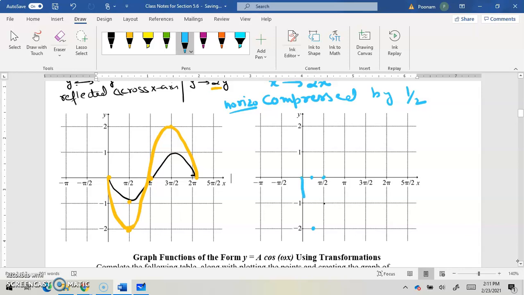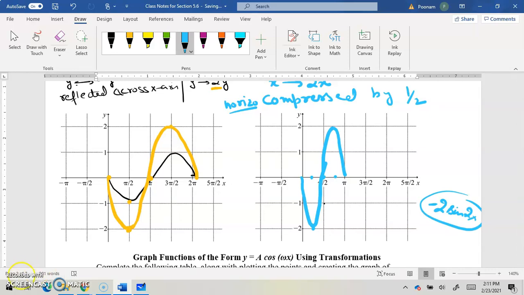So the graph looks like this: at 3 pi by 4 it will hit 2, and then at pi it will be at 0. So this would be your graph. Instead of your period of 2 pi, the period will just become pi. So the final graph of negative 2 sine 2x would look something like that.